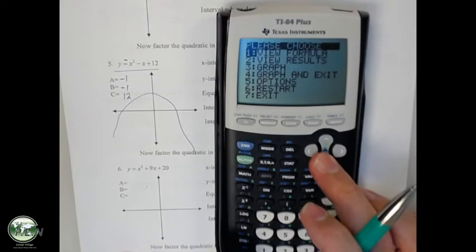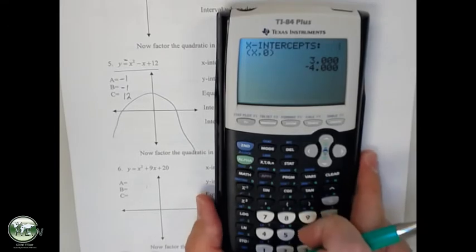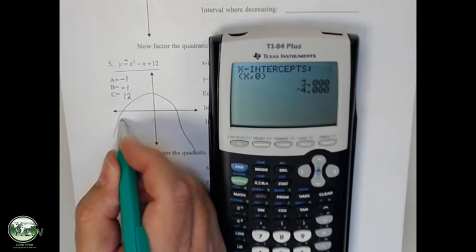We then next go to view the results. Number 2, we hit enter. We start seeing all our results. So we've got an intersection at -4.